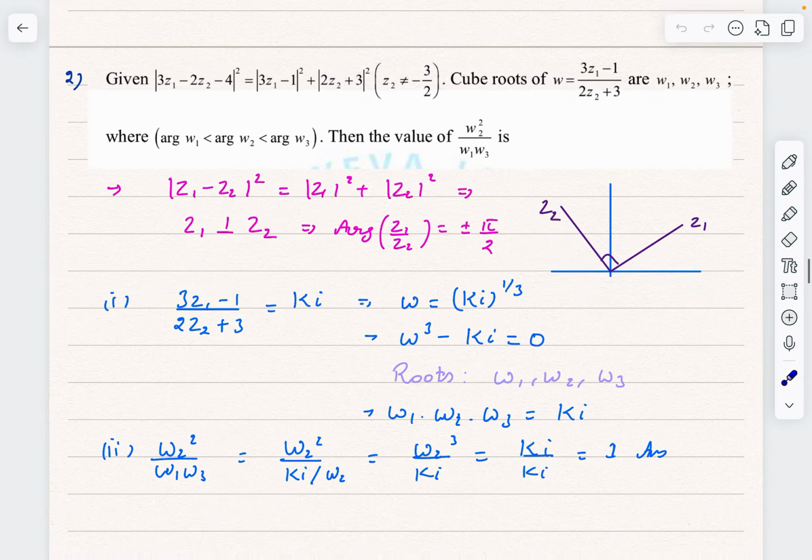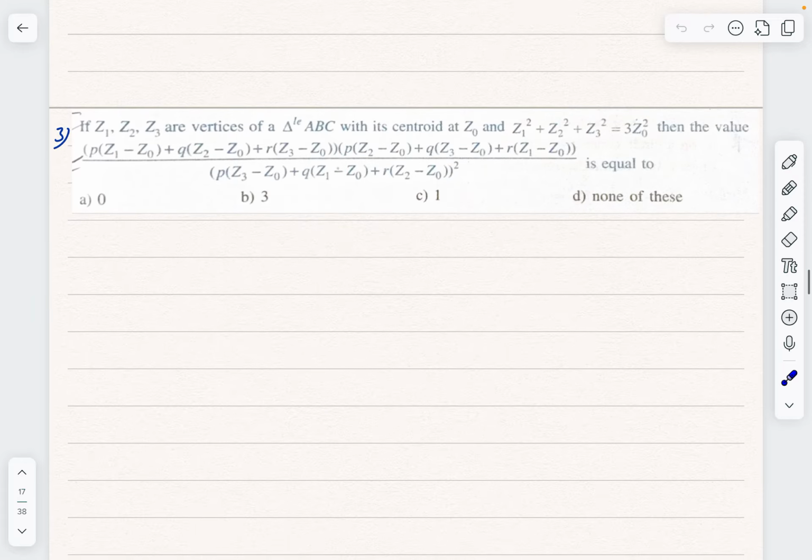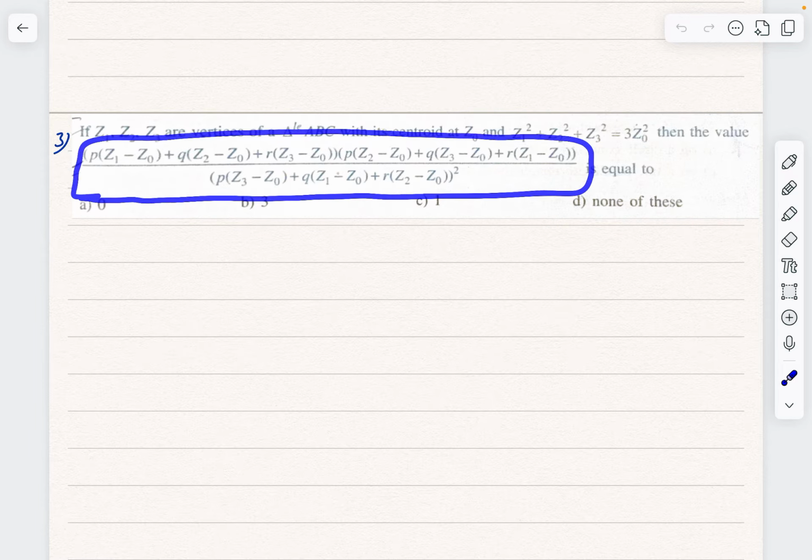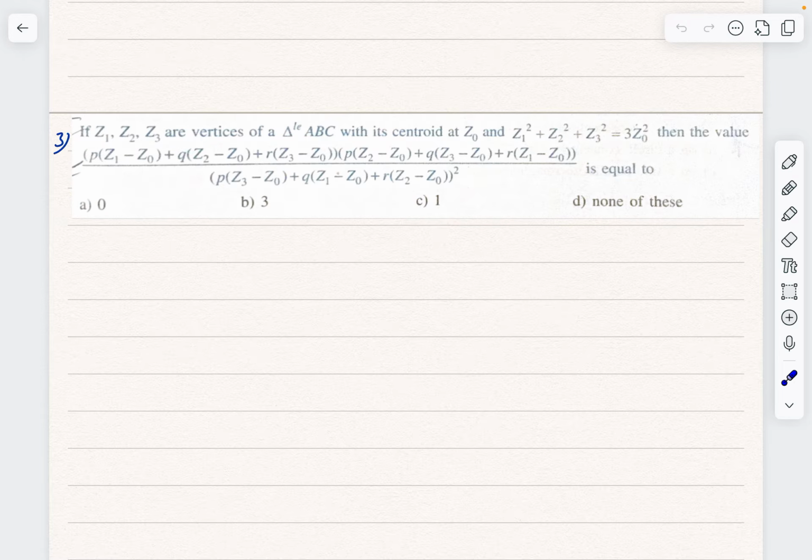Next one, guys. It's a good problem. If z1, z2, z3 are vertices of triangle ABC with centroid at z0, and z1 square plus z2 square plus z3 square is 3 z0 square, then you have to find the value of this expression. Nothing is given about p, q, r, so they could be real or complex. We can't say anything. You can give it a try, guys.